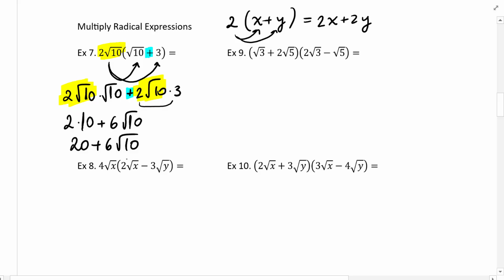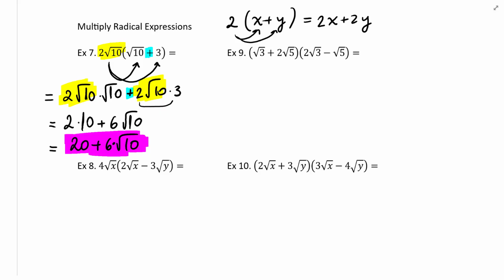And if you are thinking to add 20 plus 6 and get 26, we cannot, because between 6 and square root of 10, it's multiplication. So we cannot add before multiplying. So this would be the final answer. So this would be the work and then our final answer.